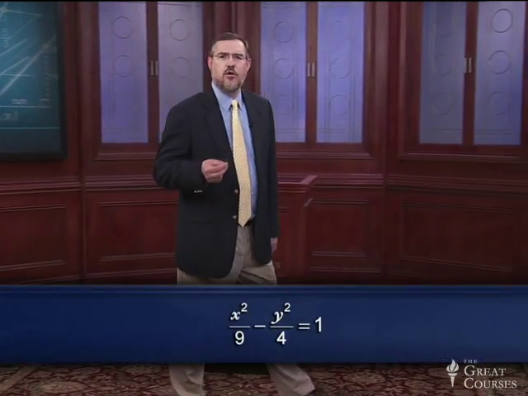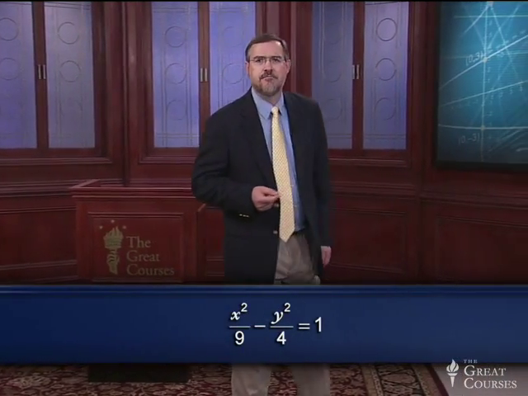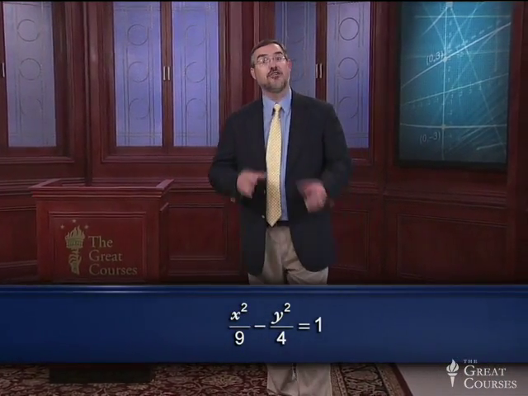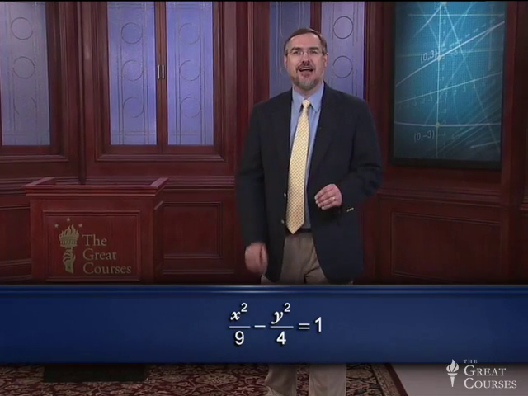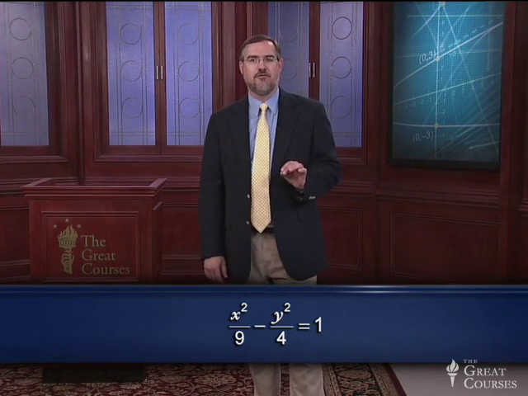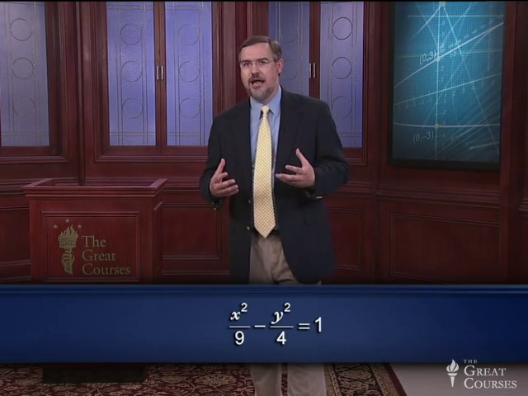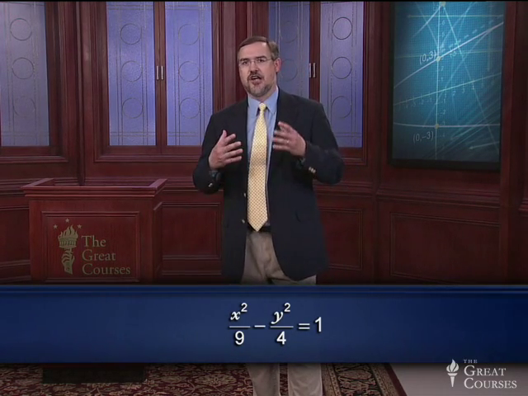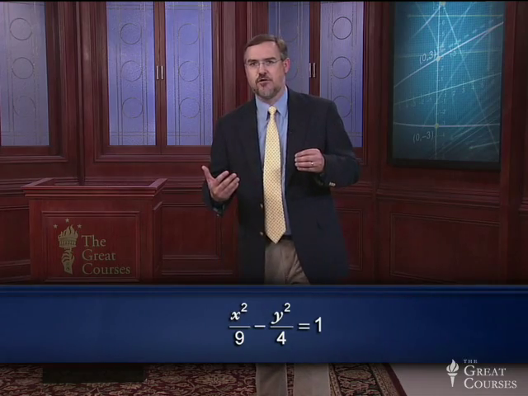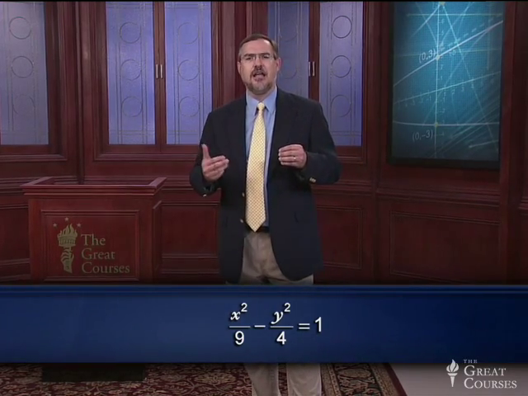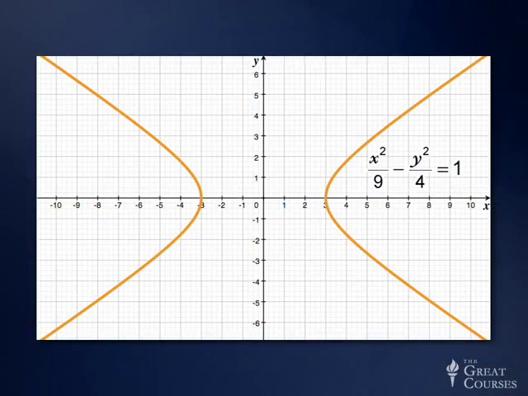with two different graphs. So, first of all, let's take the equation x squared divided by 9 minus y squared divided by 4 equals 1. Now, I immediately know that I'm going to have a hyperbola there because I have an x squared term and a y squared term, and I have a minus. Now, the graph of that looks like this.